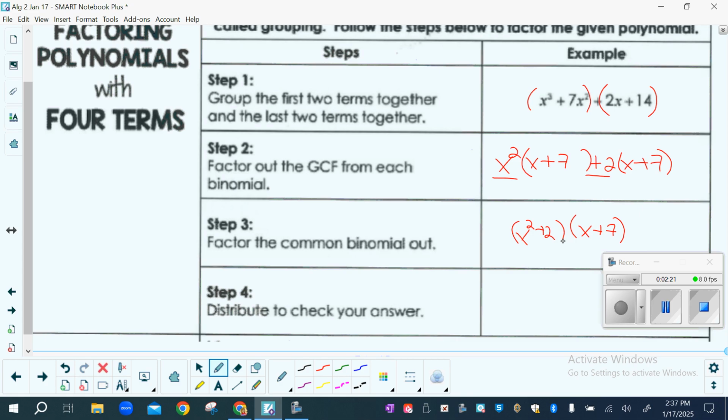Okay, so, if you want to check, you can distribute it. We're not going to do that so that that's right.